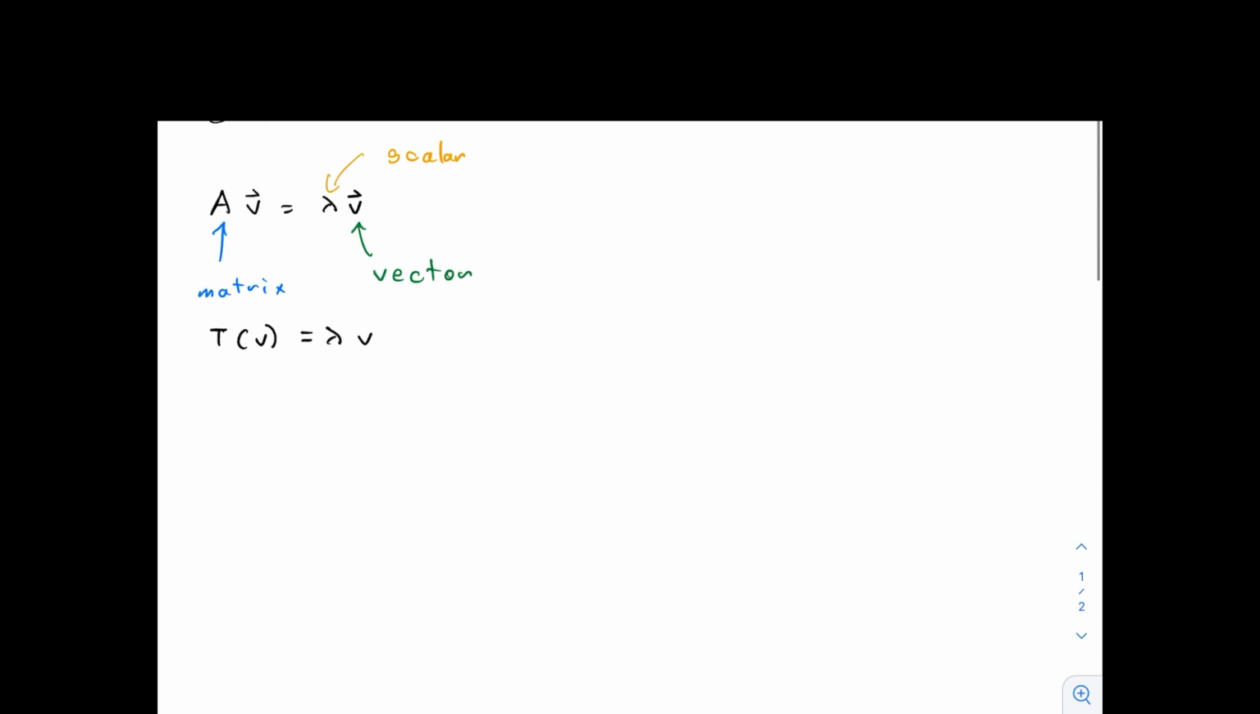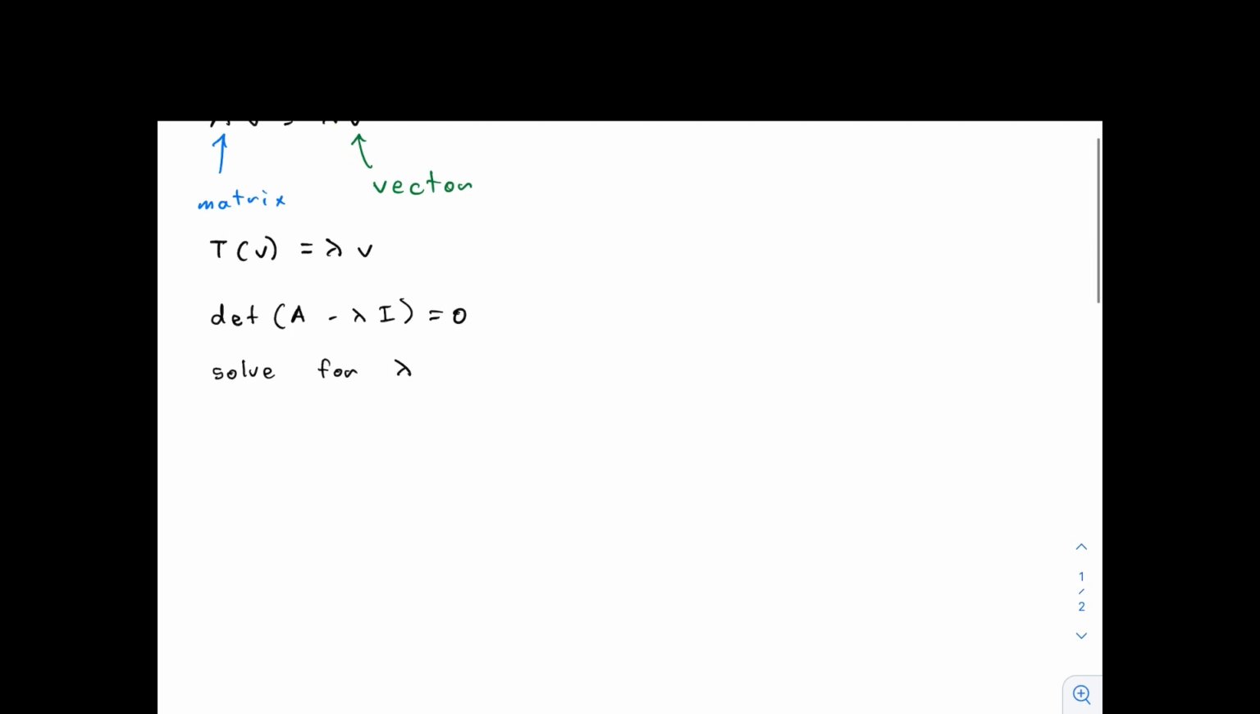Well, with this idea out of the way, if you've seen this concept in your linear algebra class, you have very likely seen this formula: the determinant of A minus lambda I is equal to 0. And then from here, we would want to solve for lambda. Intuitively, if we start with the definition, why does this make sense?